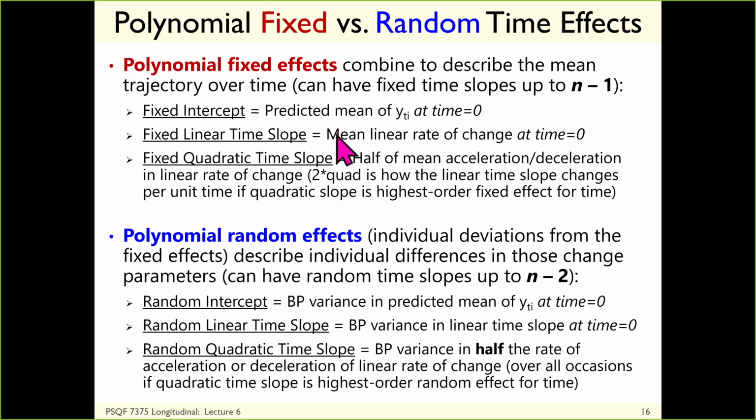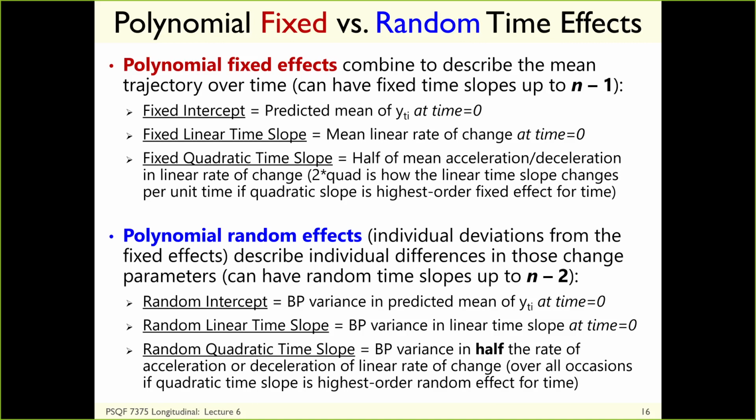So just as we can have time and time squared on the mean side, we can have time and time squared on the variance side too. So we can have individual differences in each of these growth parameters. And they also take on conditional interpretations based on what is on the random side of the model.